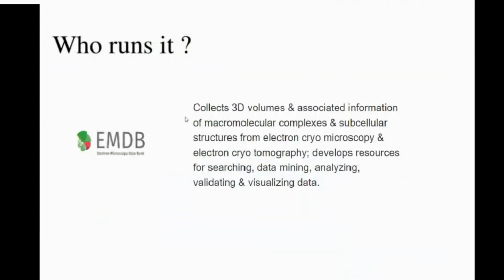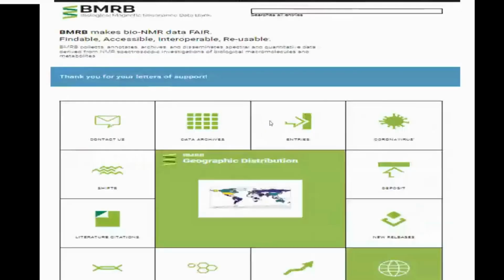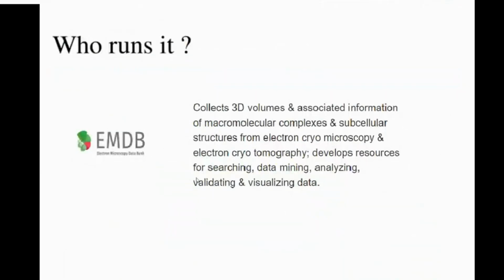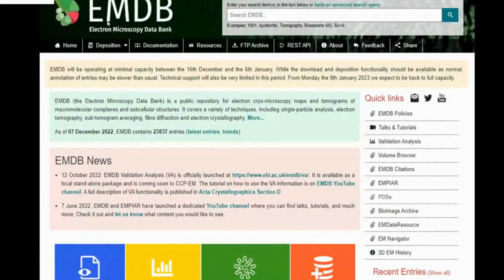Then EMDB collects the three-dimensional volume and associated information of macromolecular complexes and subcellular structure from electron microscopy and electron tomography. This thing you have to remember. EMDB collects data obtained from electron microscopy and electron tomography, and BMRB collects data from NMR. Okay, it develops resources for searching, data mining, analyzing, validating, and visualizing data. Okay. This is the home page of EMDB. Here is the search box.